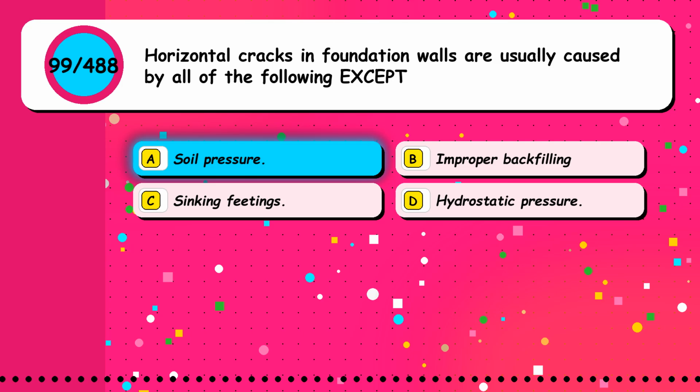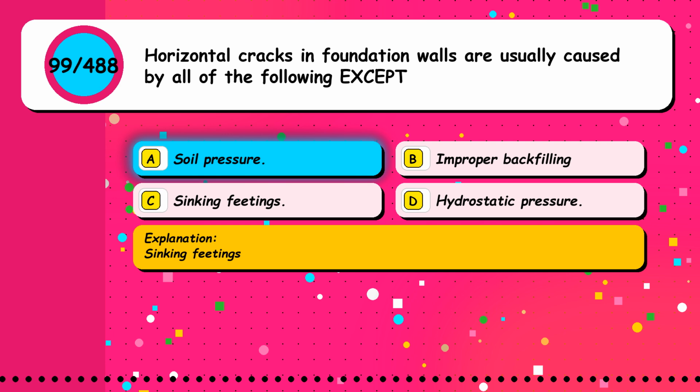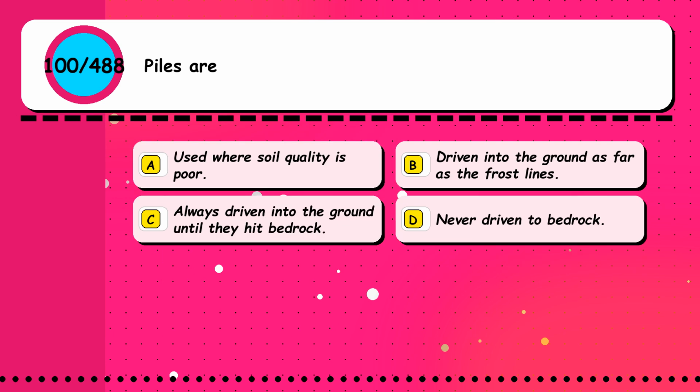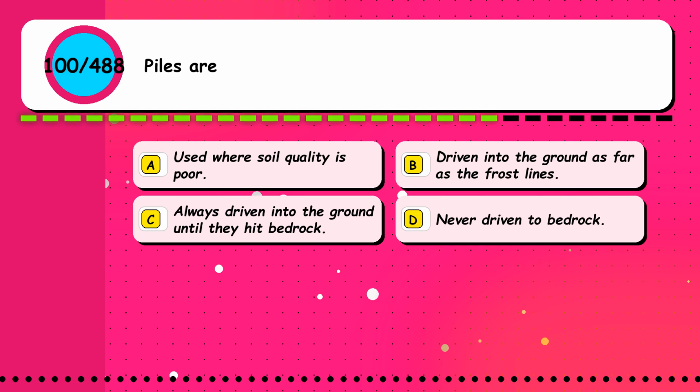The correct answer is option A, soil pressure. Sinking footings. Question 100. Piles are: Option A, used where soil quality is poor. Option B, driven into the ground as far as the frost lines. Option C, always driven into the ground until they hit bedrock. Option D, never driven to bedrock.